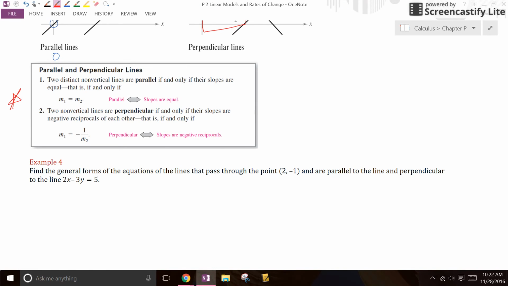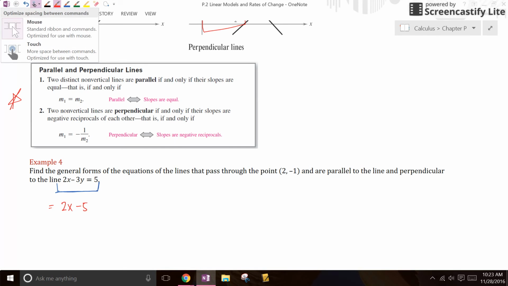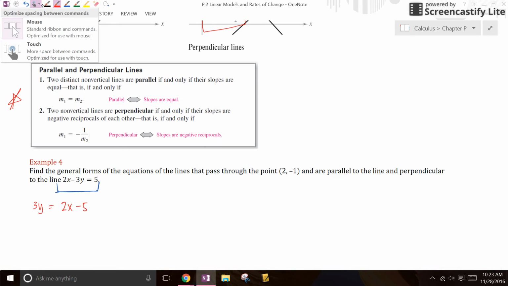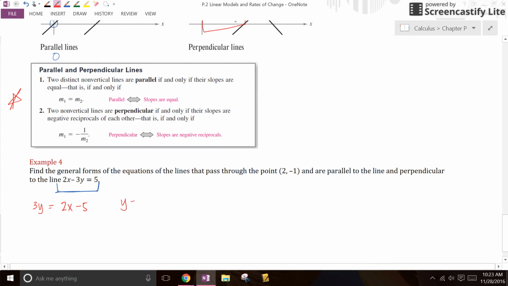So down here, you can see I have: find the general forms of the equations of the lines that pass through that point, one perpendicular and one parallel. The trick here is I have a point, I just need a slope, right? So how do I find a slope? Well, I'm going to take this equation and find its slope. So I'll move the 2x minus 5 over, which means I had to move the 3y over, and then divide everybody by 3. Y equals 2/3 x minus 5/3. But all I really cared about was that 2/3.